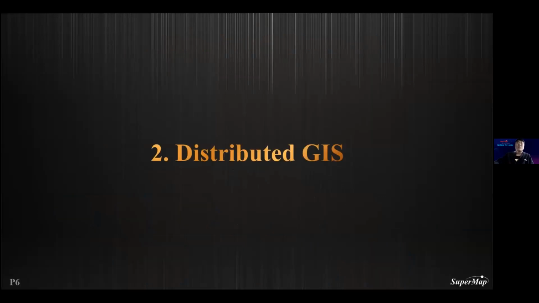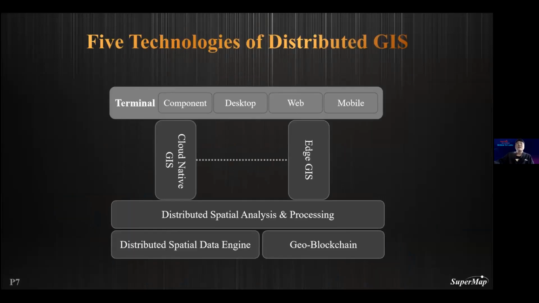And the second one is the distributed GIS. The distributed GIS mainly has these 5 technologies. They are the cloud native GIS, Edge GIS, and distributed spatial analysis and processing, distributed spatial data engine, and Geo-Blockchain. Actually, the distributed spatial analysis and processing and the distributed spatial data engine, they are all related to the big data technology, which is big data and GIS.